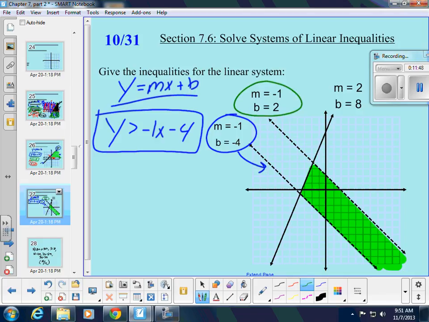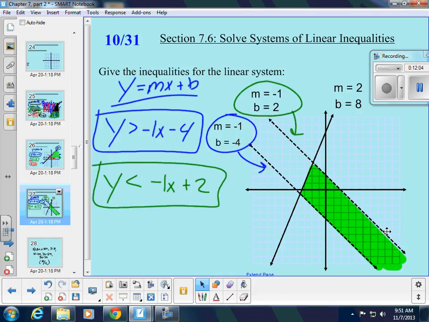This one right here, same idea. I can make an equation for it. y equals -1x plus 2. But now if I'm looking at this line, we're shaded below it. It's also dashed. Because it's below it, it'll be less than. So I can make an inequality for that one too. y is less than -x plus 2.